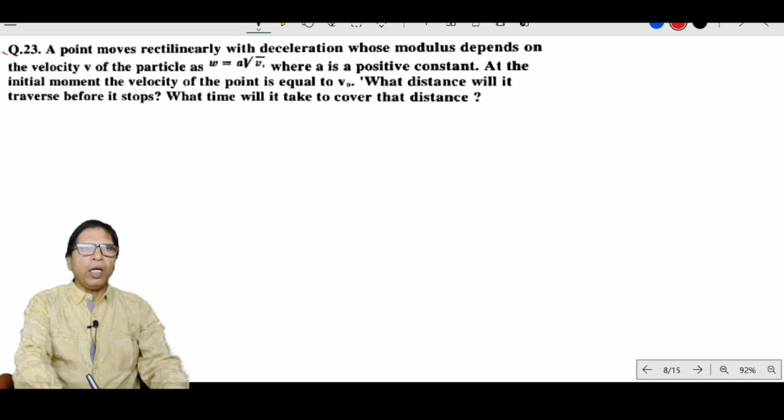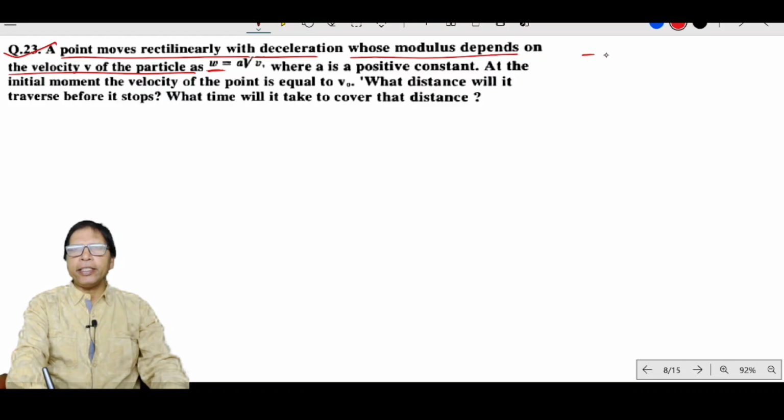Okay. Now question number 23. A point moves rectilinearly with deceleration whose modulus depends on the velocity v of the particle as acceleration equals alpha root over v. So look at this here, deceleration is v dv by ds. Look at this, v dv by ds is equal to a root over v.